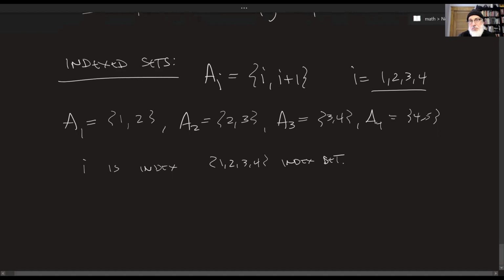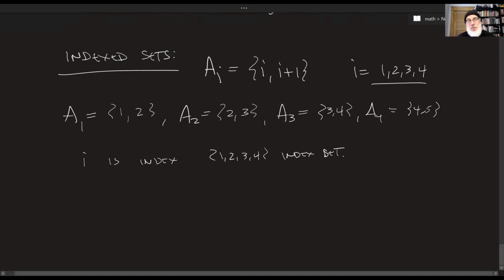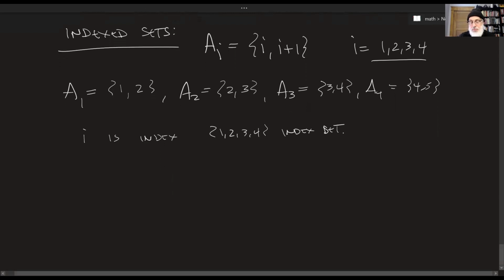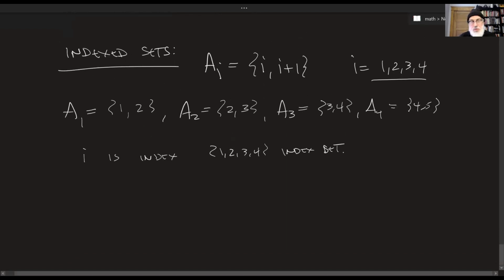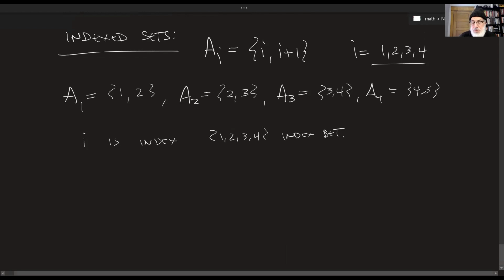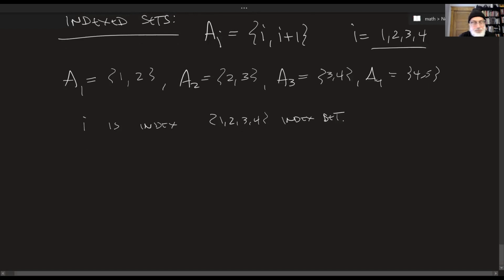So I initially wrote the integers, so that would be the index set. I ranges over the integers, so A sub I would be infinite. There would be infinitely many of them, and we wouldn't want to write them out, but that would indicate to the reader that the sets are every integer and then every integer plus 1. But for example, we have 1, 2, 3, and 4.